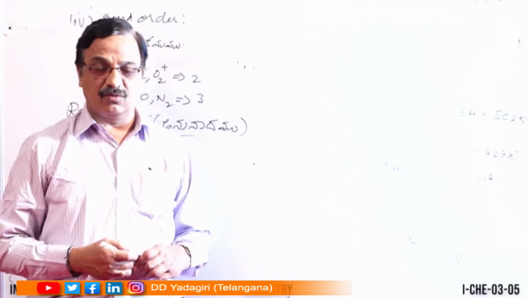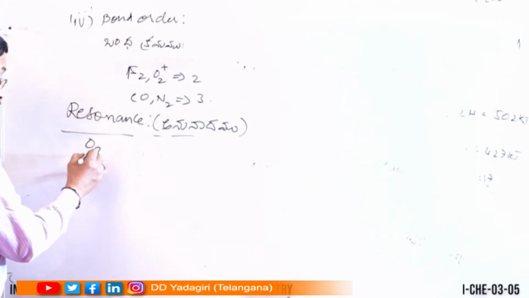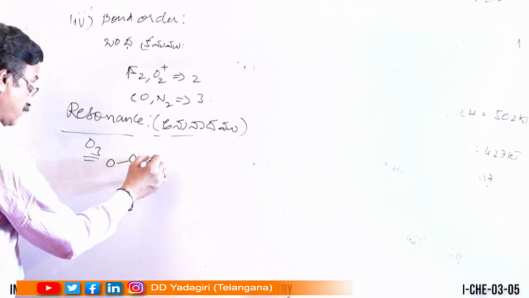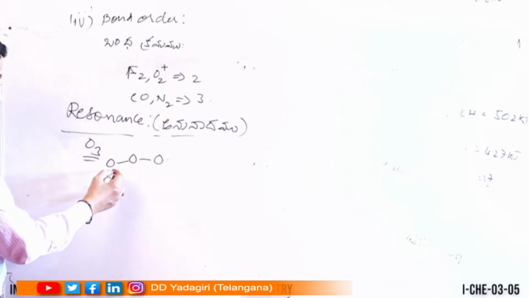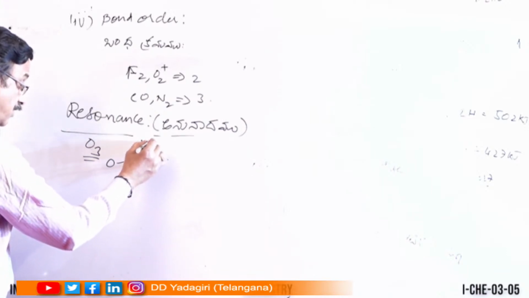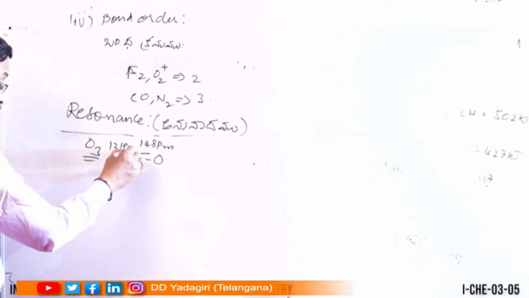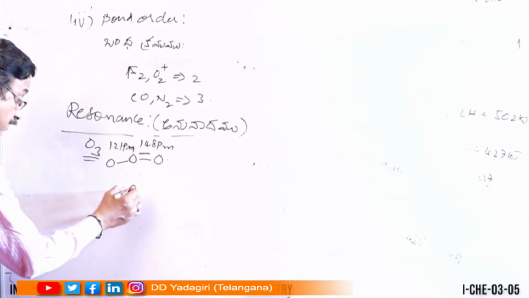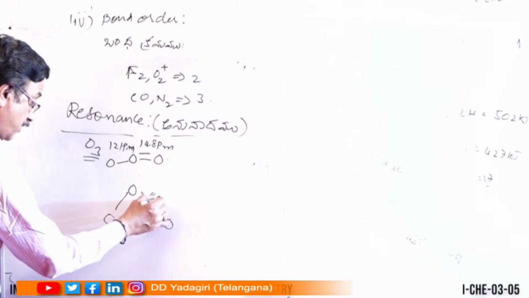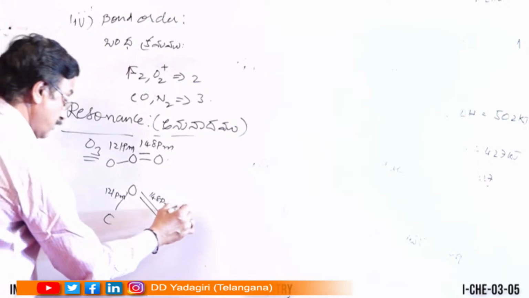For example, if we take the ozone molecule, ozone is O3, right? So O3 has three atoms, O-O-O. One bond is 148 picometers, the other one is 121 picometers. So we can draw the structures like this, 148 picometers here, 121 picometers.